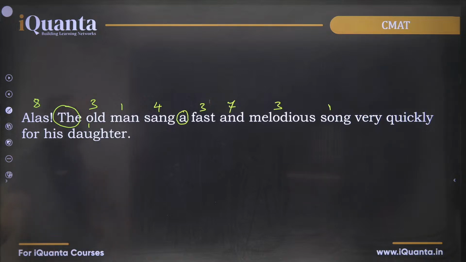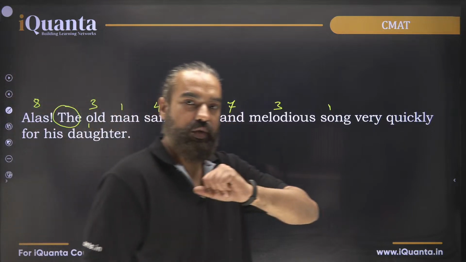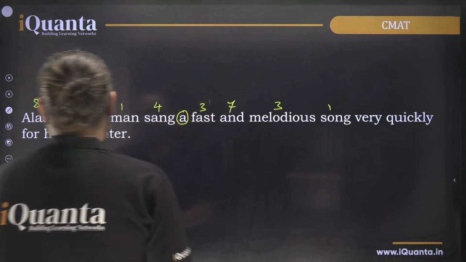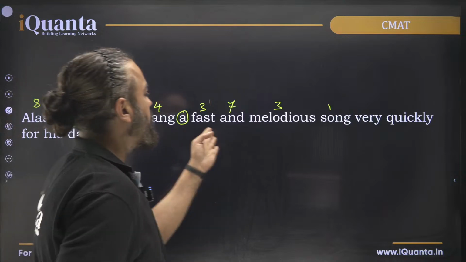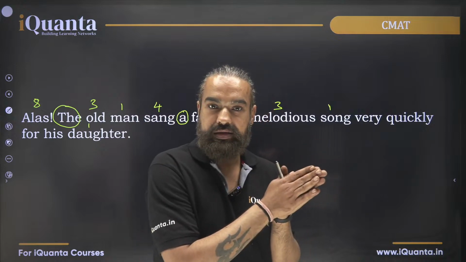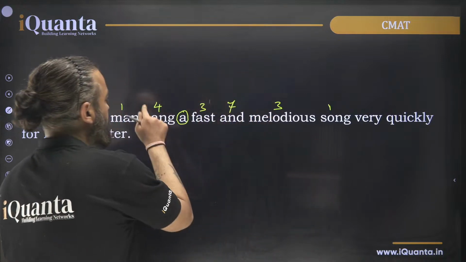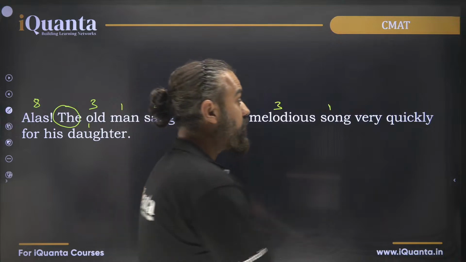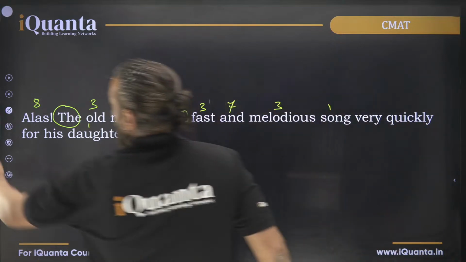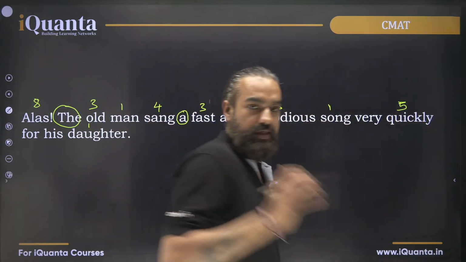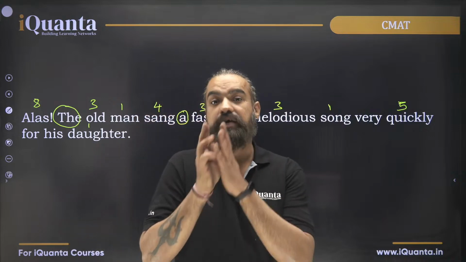Now let's see. Very quickly. Guys, if I ask you a question, what happened quickly? Man happened quickly, sang happened quickly, song happened quickly. I can say the man sang quickly, right? Sang is a verb. How did he sing? Quickly. So quickly becomes an adverb because it modifies a verb. What is an adverb? Adverb is 5. Please understand, quickly is an adverb because it modifies a verb, sang.